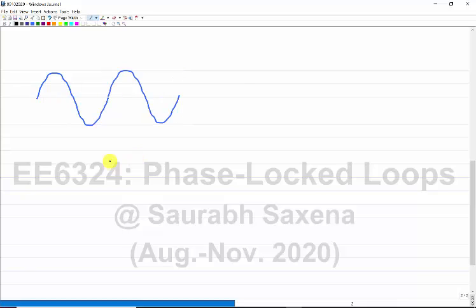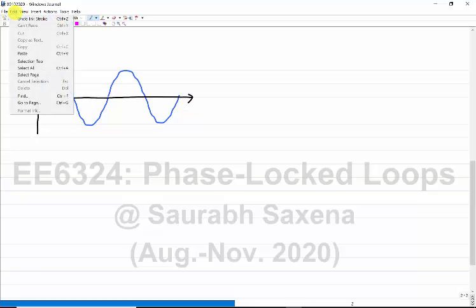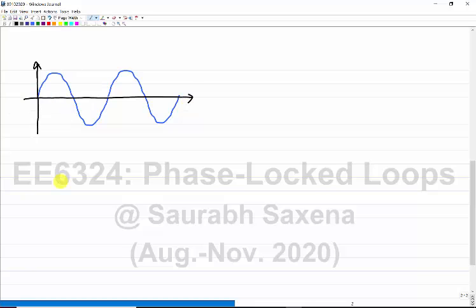Okay, so let us just look at two sine waves. So this is my ideal clock. Right, and there is a certain zero crossing. This is my ideal clock. Now let me just say there is some real clock, and the real clock may start like this.